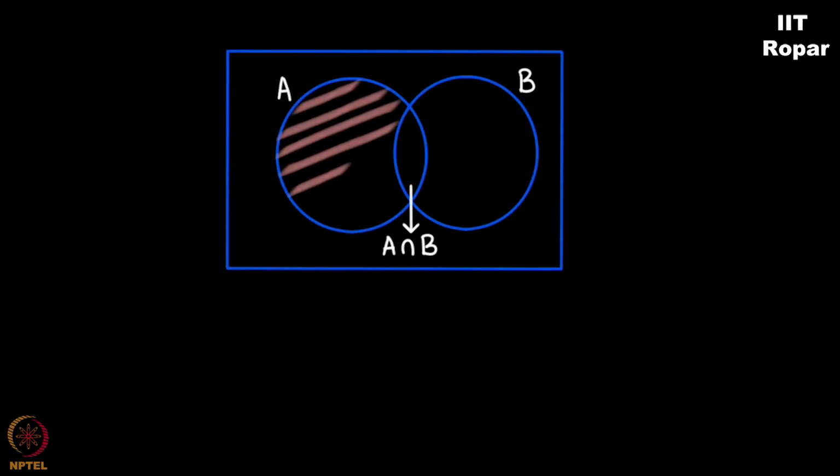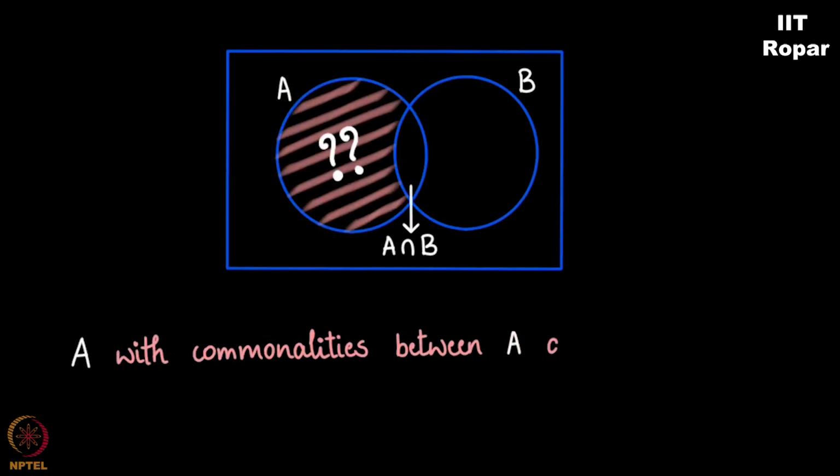Now look at this shaded region. What do you think this is? This is simply that part of A with commonalities between A and B removed. This is denoted by A minus B.